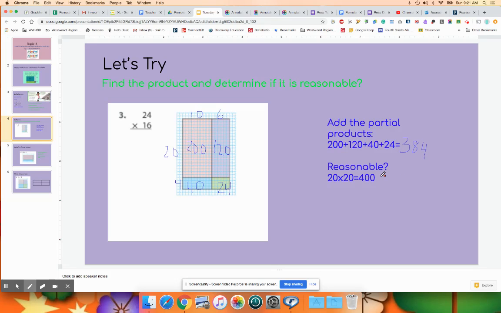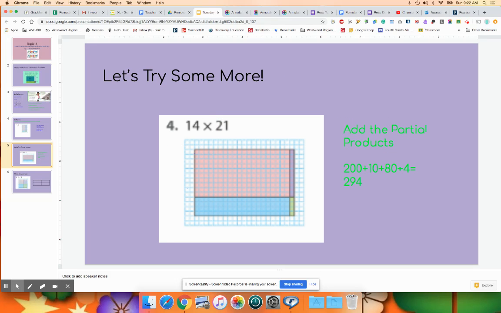And so then if they ask you if it's reasonable, you can use compatible numbers here, or you can use rounding, whatever you feel most comfortable with. Remember, compatible numbers is really in 4th grade going to work with the number 25. So 24 rounds to 20, 16 rounds to 20, 20 times 20 is 400, and yes, that's close to 384. So my product is reasonable. Let's try another one.